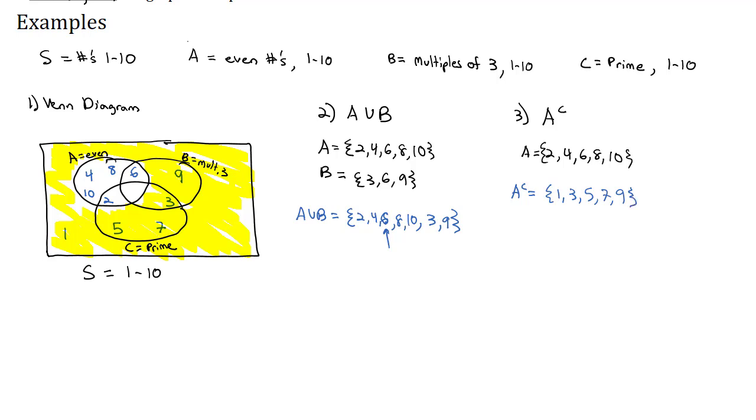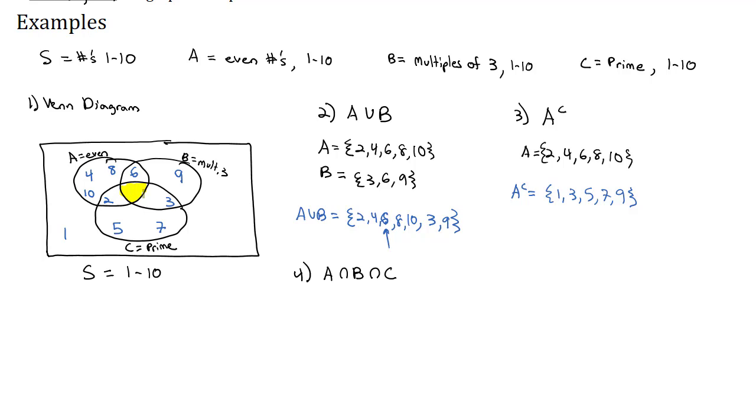Let's try another one. Let's do A intersect B intersect C. In other words, what numbers are in all 3 sets? Where do A, B, and C overlap? They're going to overlap right here in the middle.